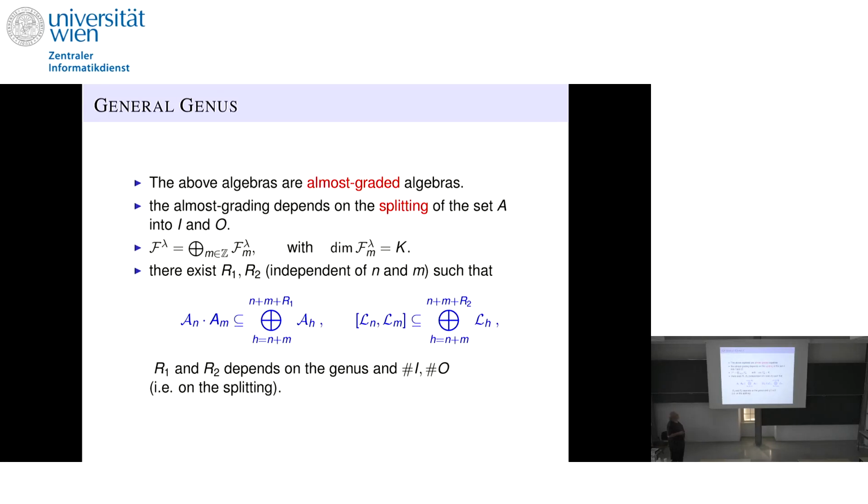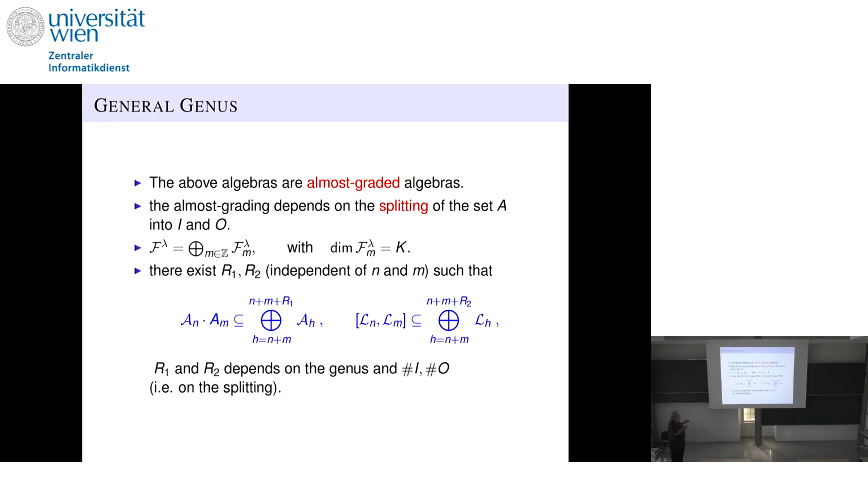But in the general situation, these above algebras are all almost graded algebras. Again, the almost grading depends on the splitting of the set A. We have F^lambda as the sum of F_m^lambda, where m runs over the integers, or including the half integers if we want to consider spin structures. The dimension is, as you recognized, k for each F_m^lambda. Here k is the number of incoming points, or in this standard case, n minus 1 for genus 0.